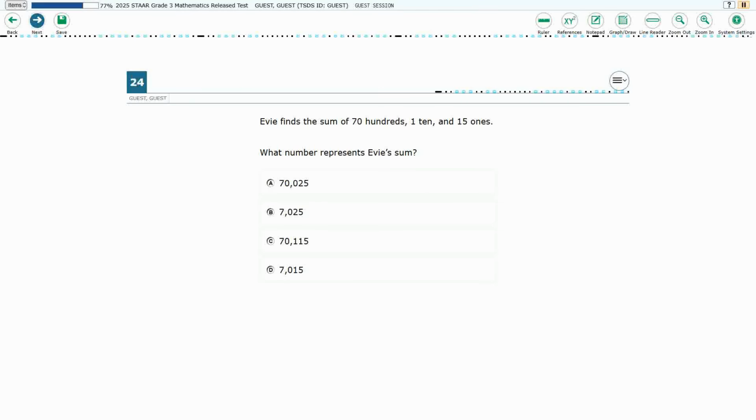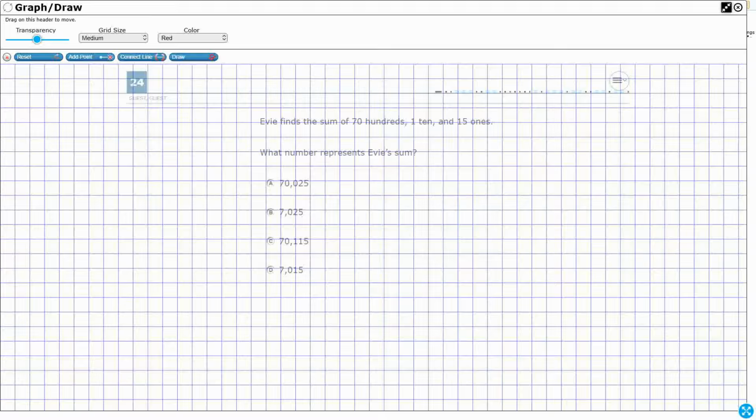For number 24, Evie is finding the sum of 7 hundreds, 110, 15 ones. This is 3.2a. We are composing and decomposing numbers.